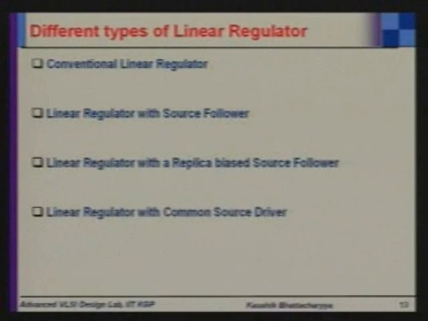Next, different types of linear regulator. The conventional linear regulator, which I have already explained, using BJT or PMOS type. Linear regulator with source follower. I have already mentioned that depending on the orientation of the pass device, different types of LDO can be made. The first one is the linear regulator with source follower. Then the improved version of it, the replica bias source follower. And the third one is the linear regulator with common source driver.